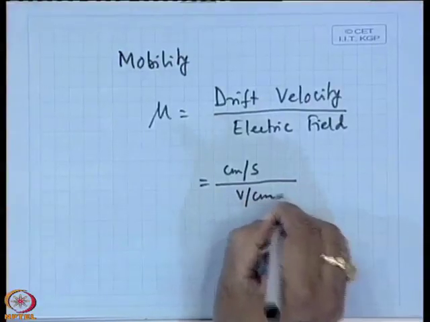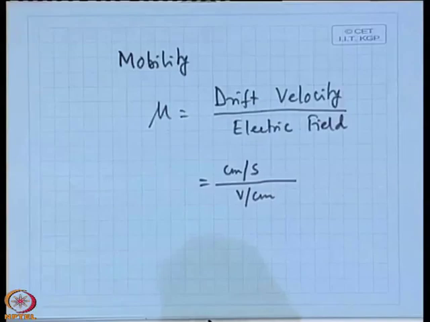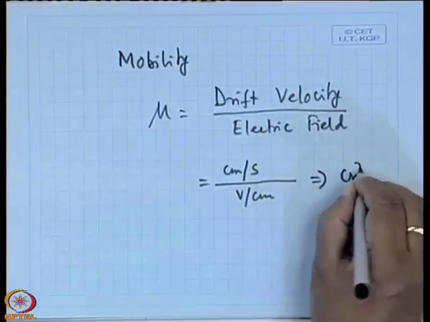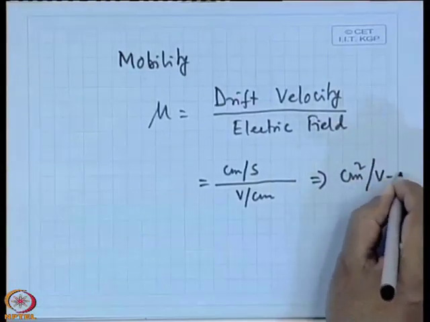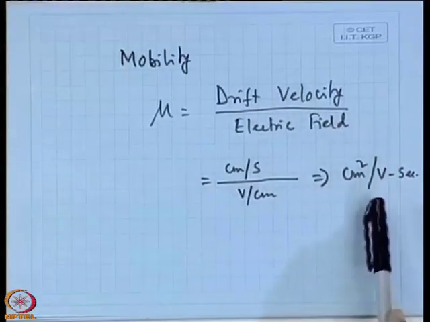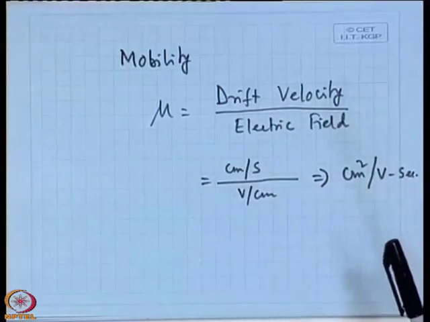Here it is centimeter we have taken, because field is nothing but the applied voltage divided by the length. Volt per unit length is the electric field. So, it is centimeter square per volt second. This is the unit of mobility. Okay? And in the SI case it is meter square per volt second.